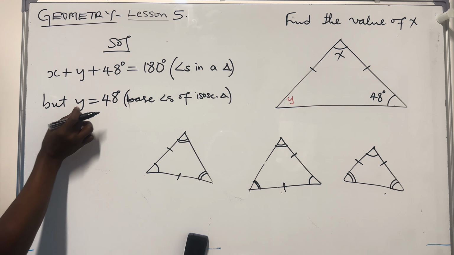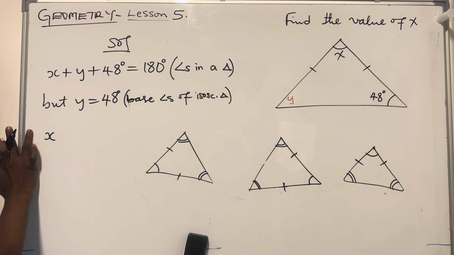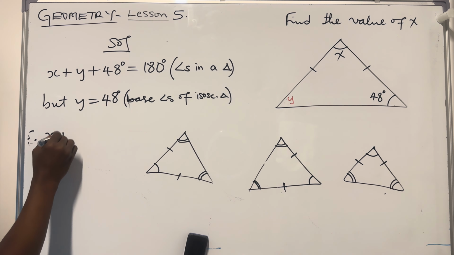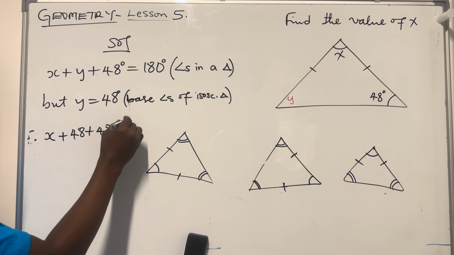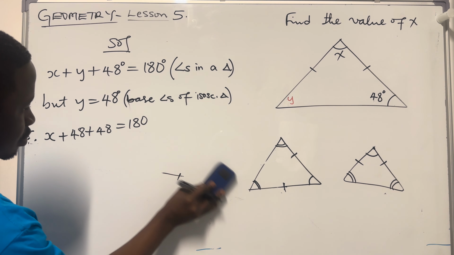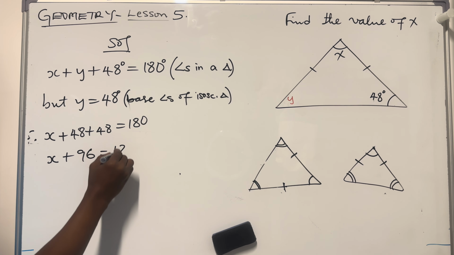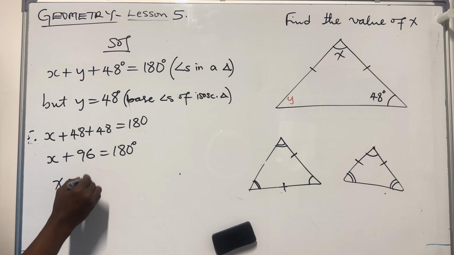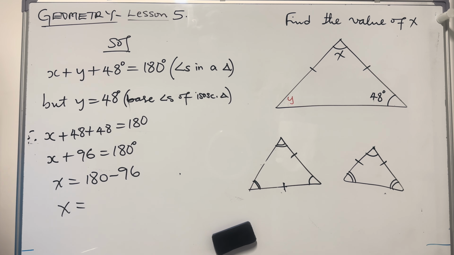That is the reason. So since y is 48, this implies x plus y, which is now 48, plus 48 equals 180 degrees. So x plus 96 equals 180 degrees. Then x is 180 degrees, we move this one, minus 96. So what is 180 minus 96? 4 plus 80, that is 84. So x represents 84. So this is what we have.